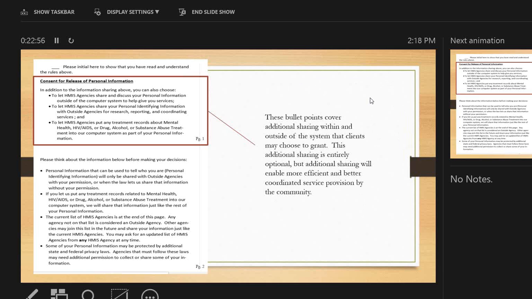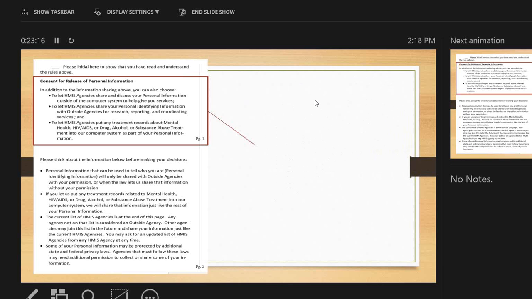Again, though, like we said, additional sharing is entirely optional, but we also do have a duty to let clients know why we share. That's because additional sharing makes it easier and more efficient to provide services to our populations. So let's definitely make sure folks understand the implications of every decision they're being presented with as part of this ROI.